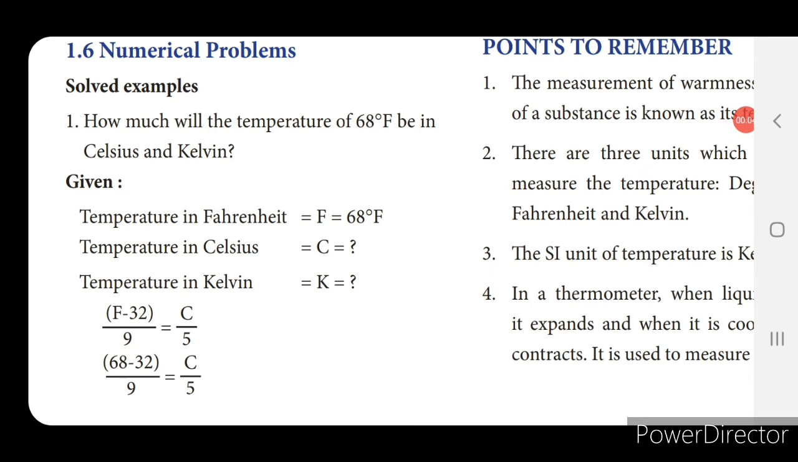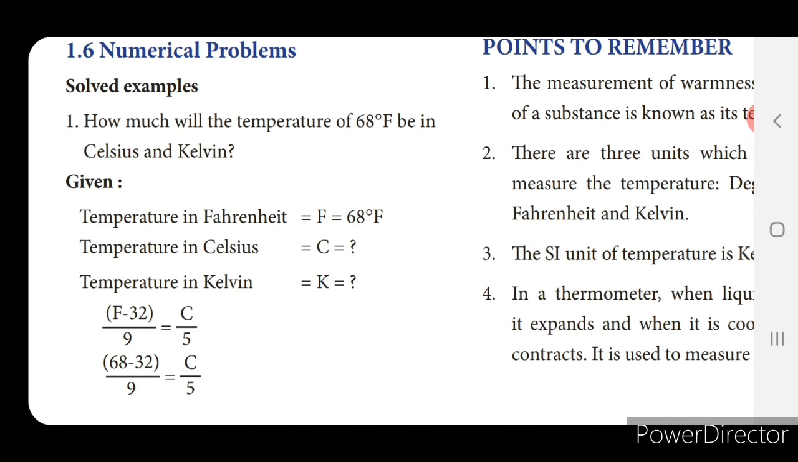Now we'll see the numerical problems. It's given in your book, solved examples. How much will the temperature of 68 degree Fahrenheit be in Celsius and Kelvin scale? That is what they are asking. You have to convert Fahrenheit scale into Celsius scale and Kelvin scale. So what is given? Temperature in Fahrenheit is given. That is F is equal to 68 degree Fahrenheit. So temperature in Celsius C is asked and temperature in Kelvin is also asked.